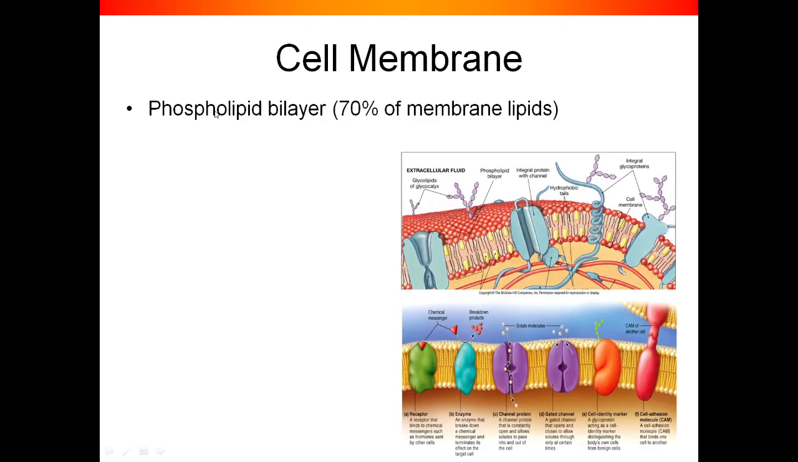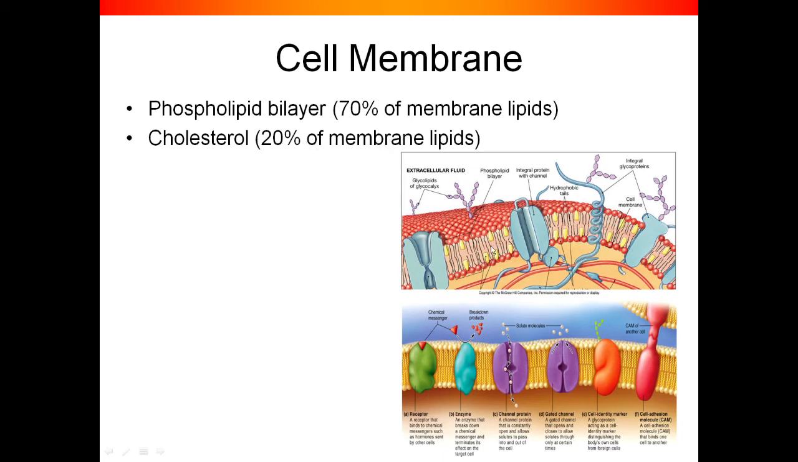The components of a cell membrane consist of the phospholipid bilayer that makes up about 70% of the membrane lipids. And here we can see this double layer of phospholipids, the phospholipid bilayer, making the cell membrane. But we also have other components of a cell membrane. We've got cholesterol as part of the cell membrane, and here we can see the cholesterol looking like these little pieces of corn embedded in the cell membrane. Cholesterol accounts for about 20% of membrane lipids.